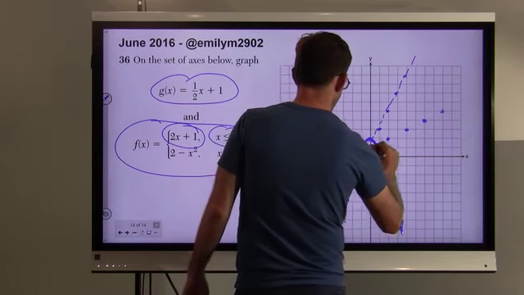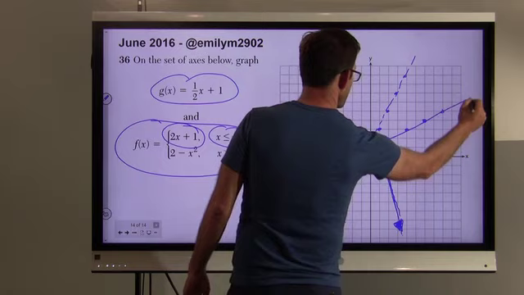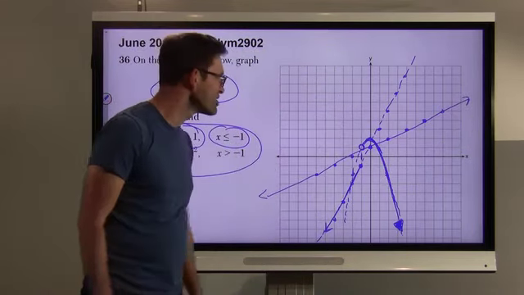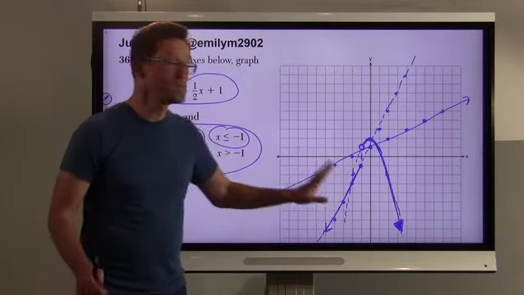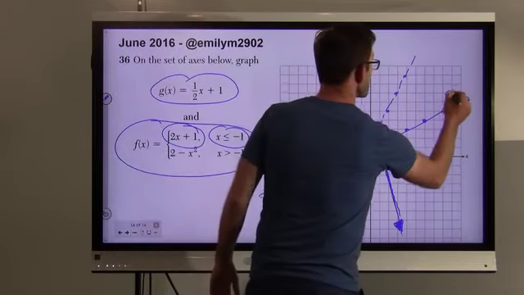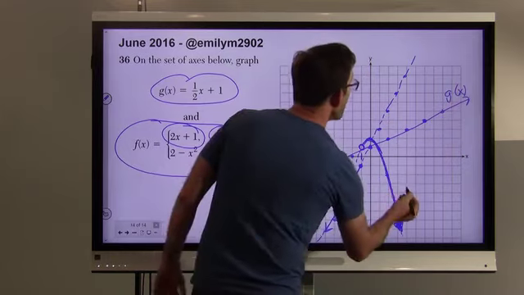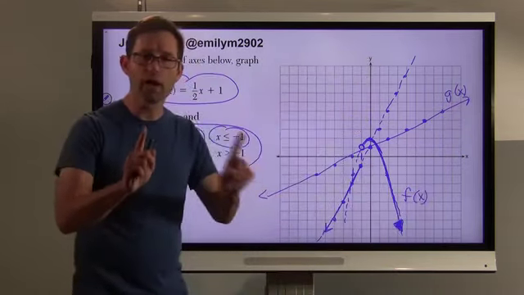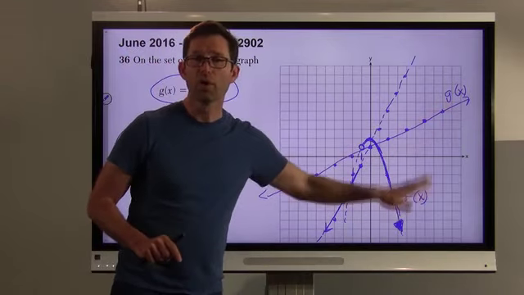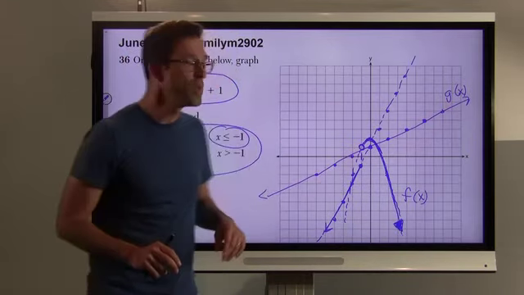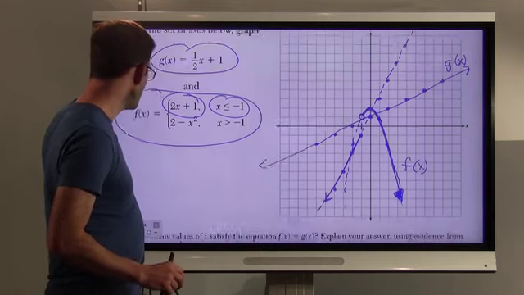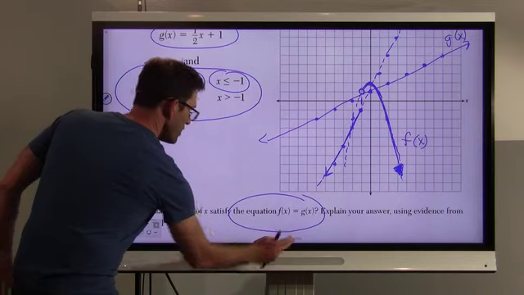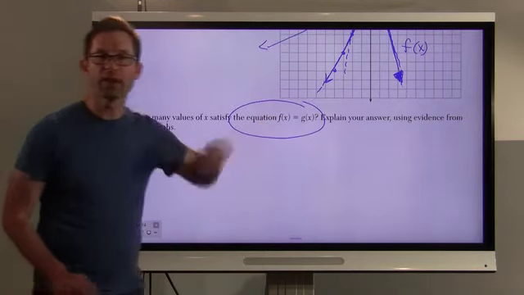Now, golden rule, I would want to label these things. That is a horrible, horrible line. But I'd give it a shot. I'd want to label these things with their equations, and seriously, I can just do this. I can just go, oh, that's g of x, and this is f of x, just like that. Make sure if you graph two or more things, you put identifiers on them. It's simple. The last part of this problem, which is kind of an important one, says how many values of x satisfy this equation, f of x equals g of x?